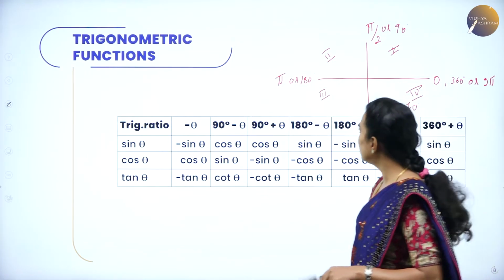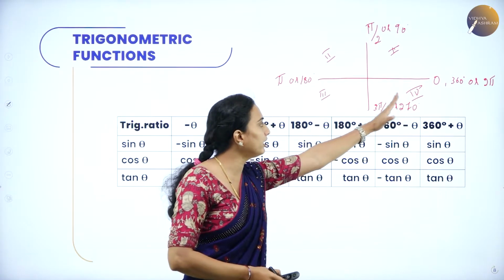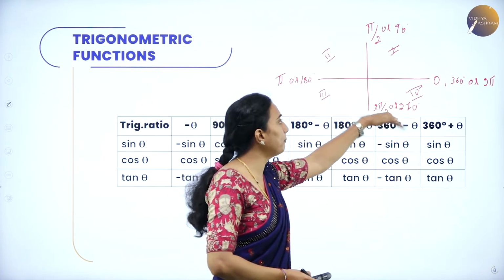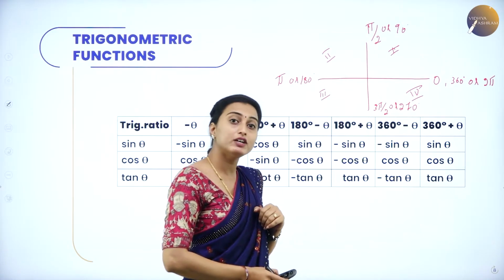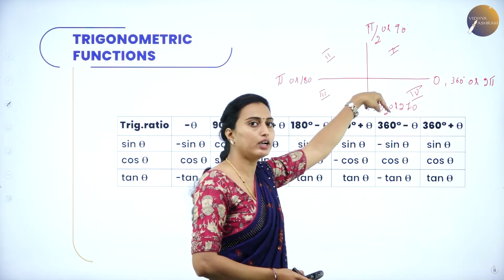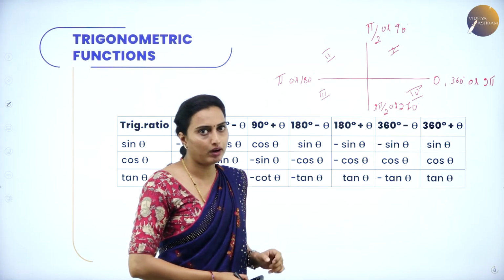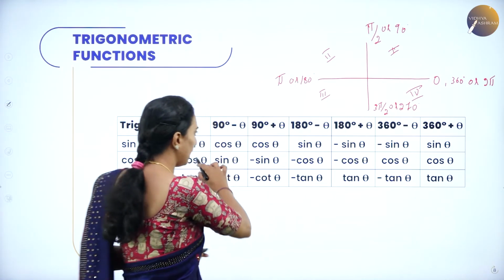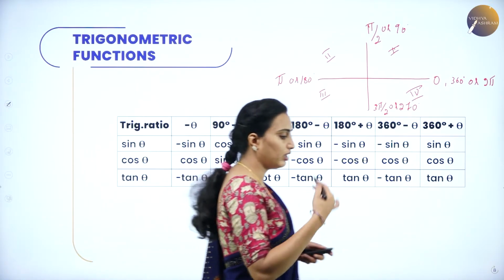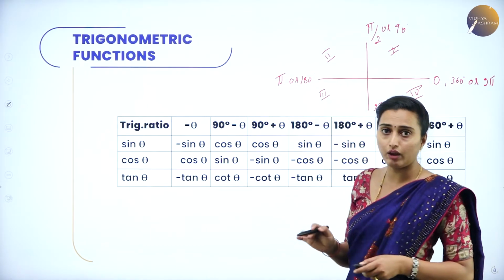180 plus theta falls in the third quadrant. Similarly, 270 minus theta falls in the third quadrant, 270 plus theta falls in the fourth quadrant, 360 minus theta falls in the fourth quadrant, and 360 plus theta falls in the first quadrant. That you have to remember. Are you getting this? The same thing I have written. If you want, you can take a screenshot of this one. I have written everything for 90 minus theta, 180 minus theta, 360 minus theta.